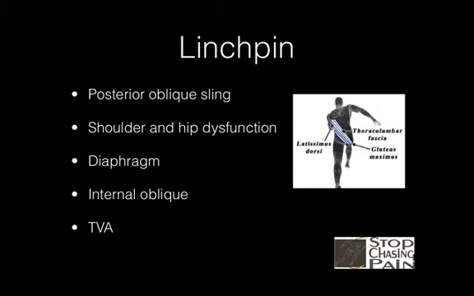So when you release the thoracolumbar fascia, you're going to have a huge impact on relaxing the diaphragm, the transverse abdominis, and the internal oblique. So it's a great way to lock in those three areas in regards to dysfunction.